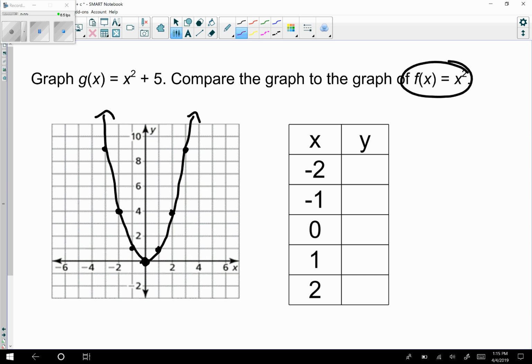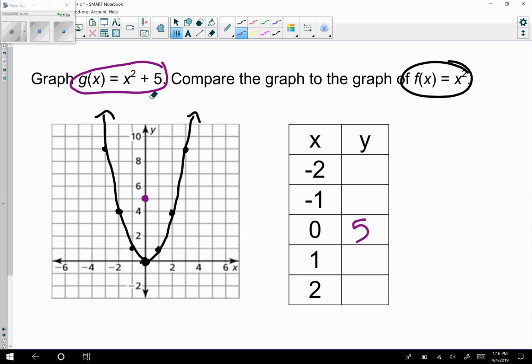Okay, so now let's just go ahead. I'm going to graph this right here in purple. So if I start, I'm going to start right in the middle by plugging 0 in because 0 is just the easiest to start with. If I plug 0 in for x squared here, that's just going to give me 5. So I'm just going to go up here. I'm going to plot that point at 0, 5.